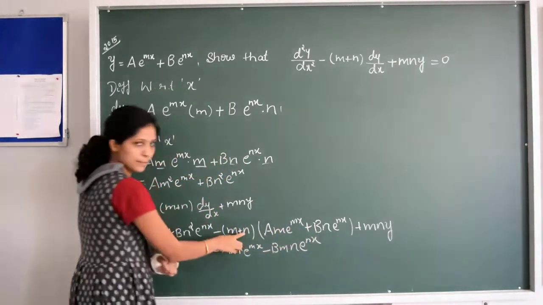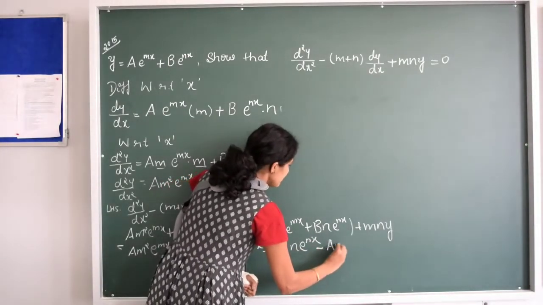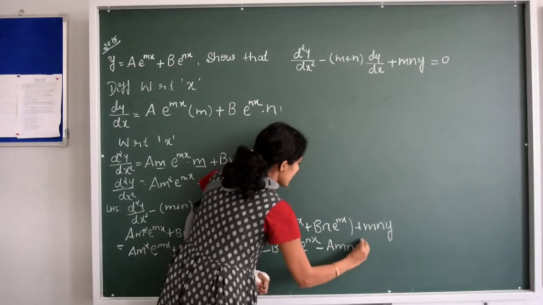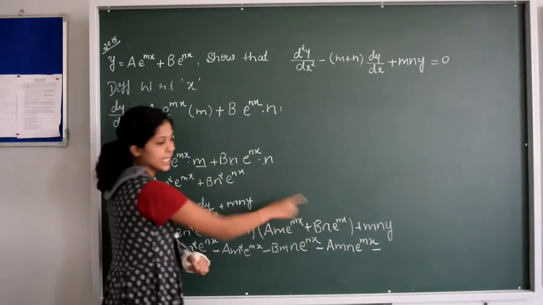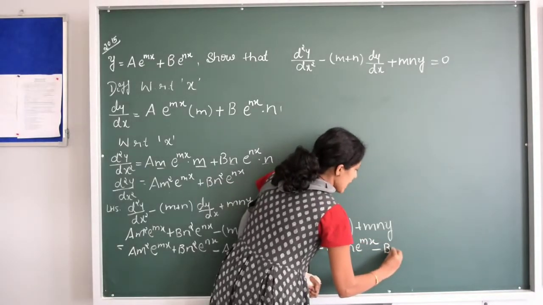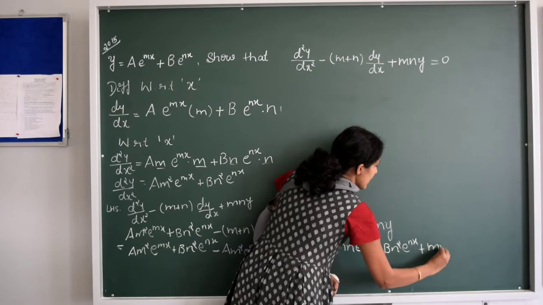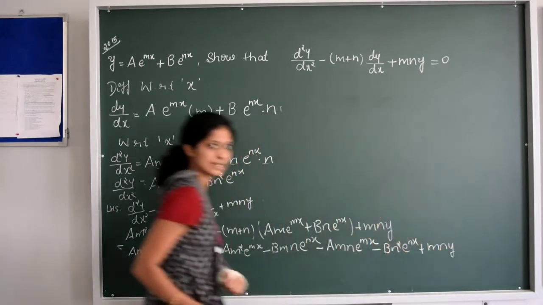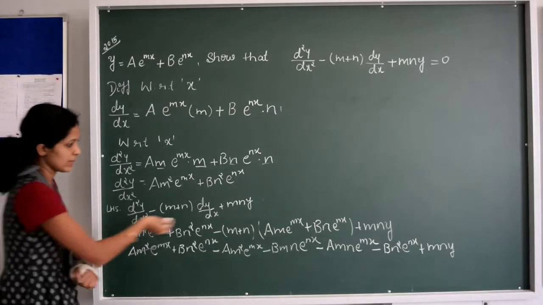Now we will multiply by n, it is multiplied with minus n. So this is now minus a m n e to the power mx. So this will be minus n into n will be n square, that is b n square into e to the power nx plus m n into y. Is it clear?